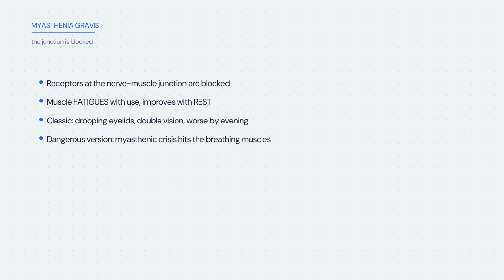The receptors that receive the signal are blocked, so the muscle fatigues with use. The classic picture is drooping eyelids and double vision that get worse as the day goes on, and worse the more the muscle is used. It improves with rest. The dangerous version is a myasthenic crisis, when the weakness hits the breathing muscles.